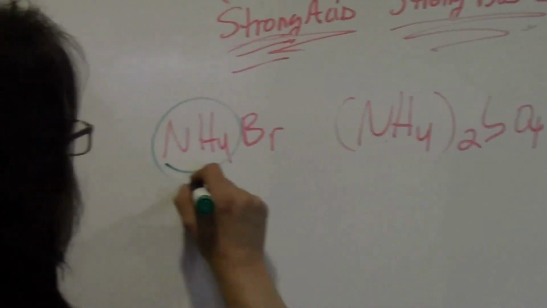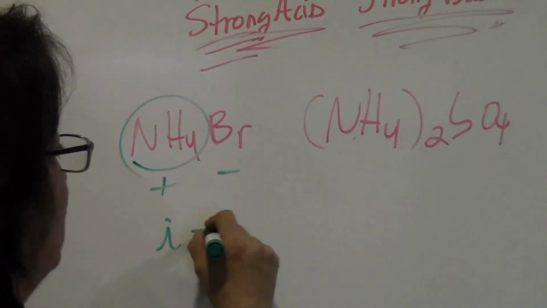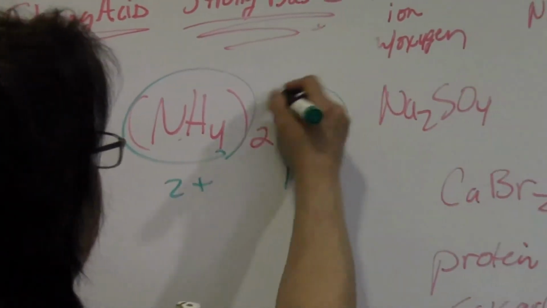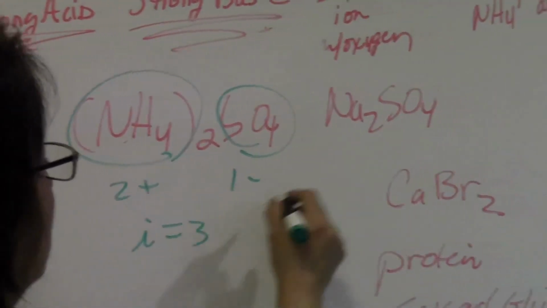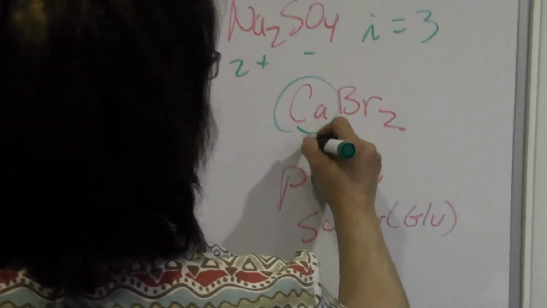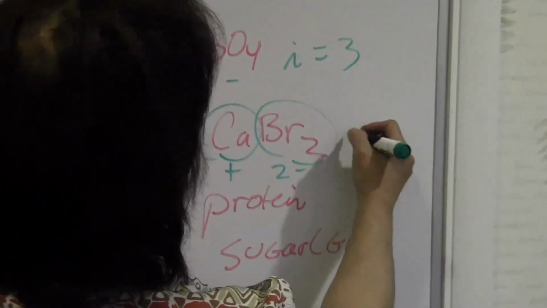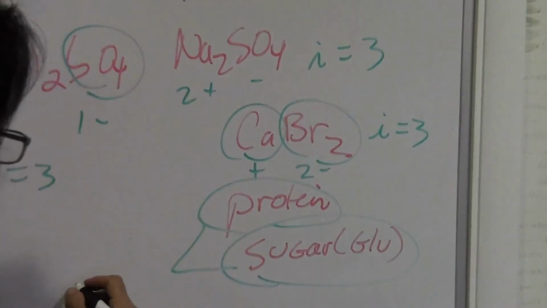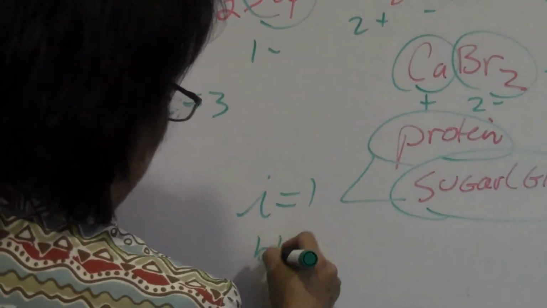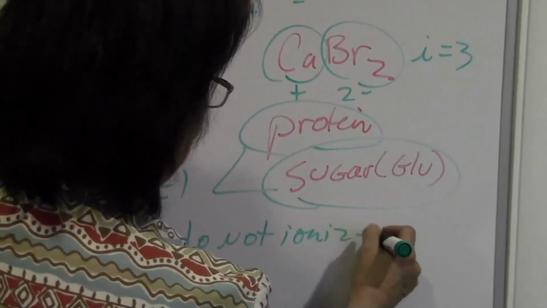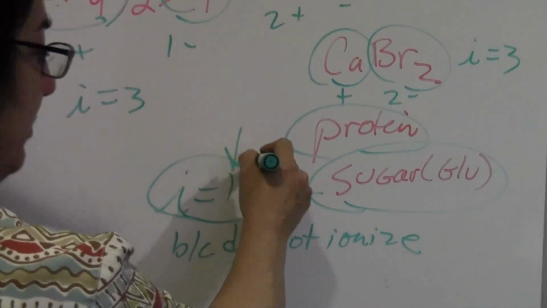Here's an NH4, 1 positive, 1 negative, i equals 2. NH4 twice, 2 positive, 1 negative, i equals 3. Na2, 2 positive, 1 negative, i is 3. 1 positive, 2 negative, i equals 3. Proteins and sugars like glucose, i equals 1 because they do not ionize. They stay whole. So they go in as one particle.